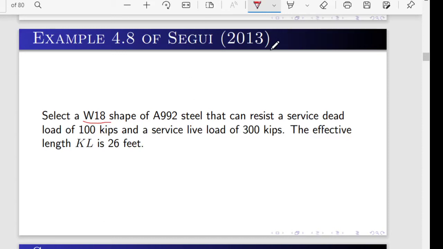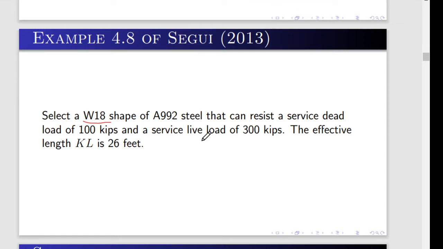So let's answer this example. Select a W18 shape of A992 steel that can resist a service dead load of 100 kilopounds and a service live load of 300 kilopounds. Effective length KL is 26 feet. Remember, this W18 is not in the column design load.